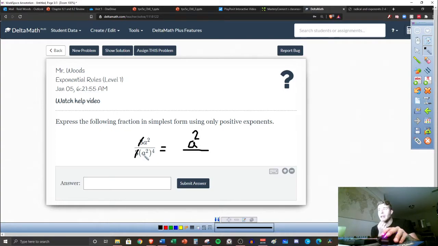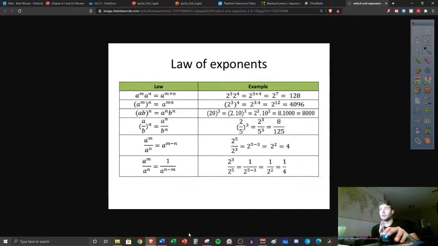Down here, this is going to be a to the 2 to the 4th. Remember, the rule said we multiply this, so it's a to the 8th. Okay, so that's where we land. Hopefully this is a review for you guys. You should remember doing this last year. We go back to our rules.